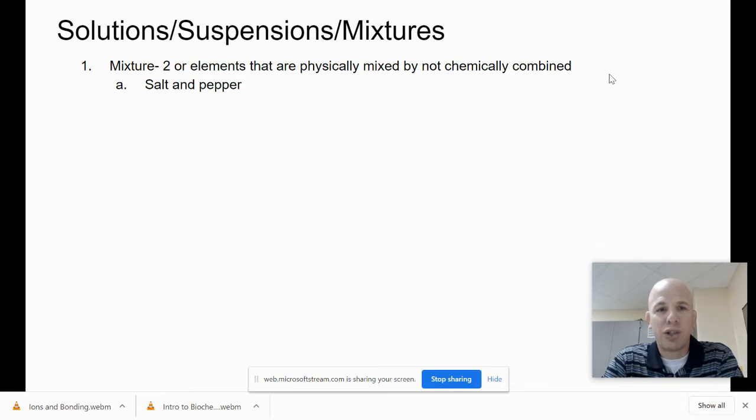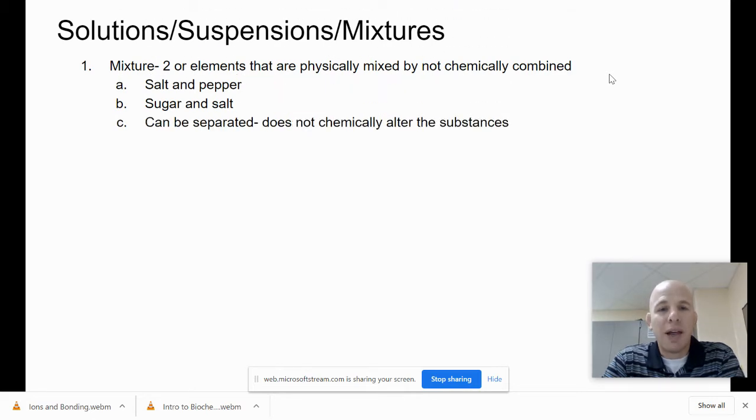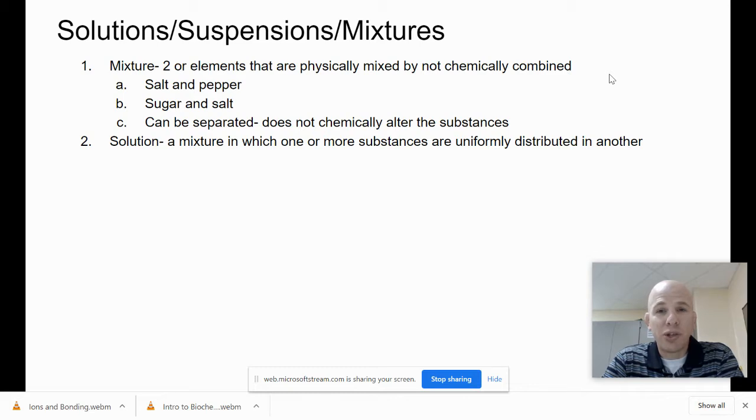Okay, so what are some examples here? Salt and pepper, easy mixture. Sugar and salt, easy mixture, although they're both white, so it might be kind of hard to separate them. They can be separated, but it does not chemically alter the substances. All right. Now, there's a couple of types of mixtures that we want to look at. The first one is a solution. Now, a solution is still a mixture, but a solution is when something has dissolved into something else.